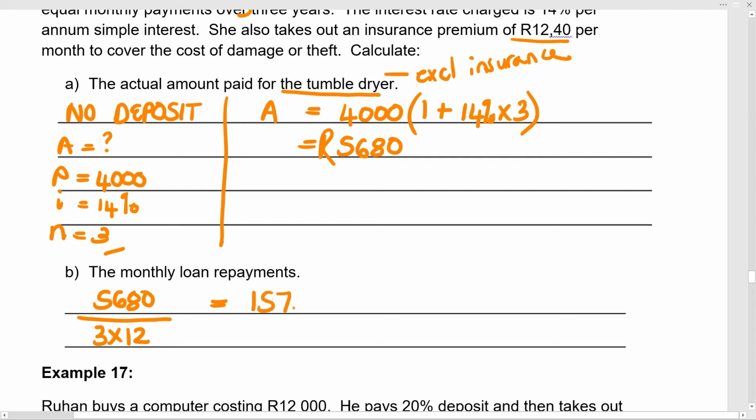157 Rand 78. Okay, but remember that to do the monthly repayment, she's also going to add on the 12 Rand 40. Okay, so that is the payment on the loan, and then I need to take that amount and I need to add on the insurance, which is a very small amount. Okay, so my total monthly payment is going to be 170 Rand 18.